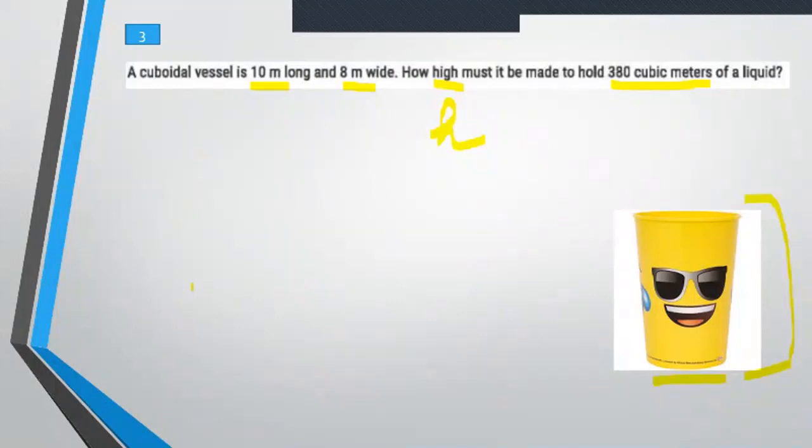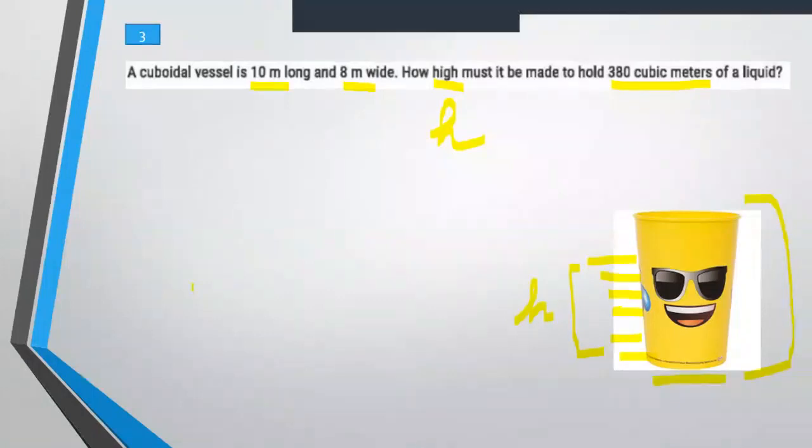They have not told you that the liquid is completely filled in. Liquid might be till only this level. So here the volume of liquid is 380. This H you need to calculate. Ma'am, you said 380 volume? Yes, 380 cubic meters means volume. Volume of the liquid, understood? Not volume of the cuboidal vessel.